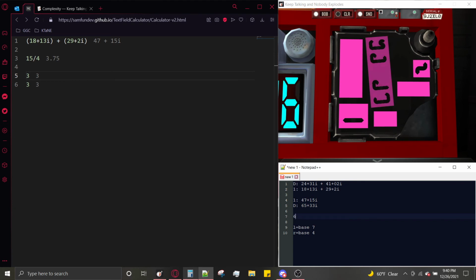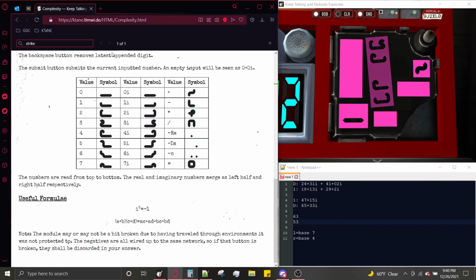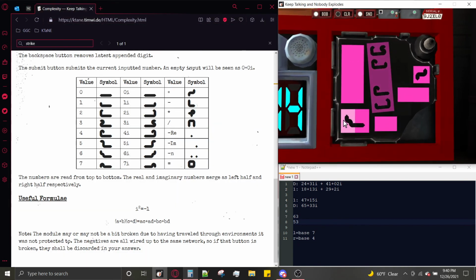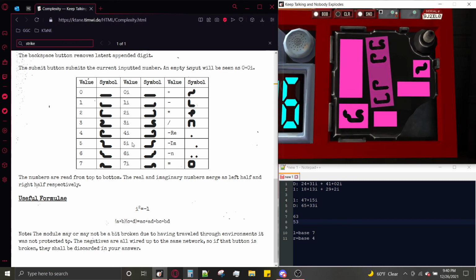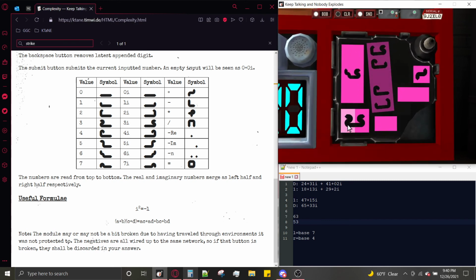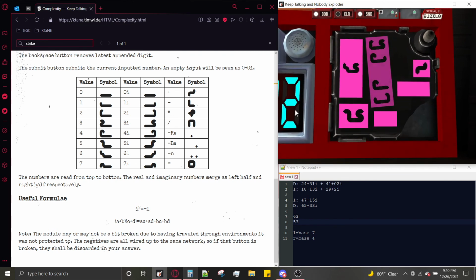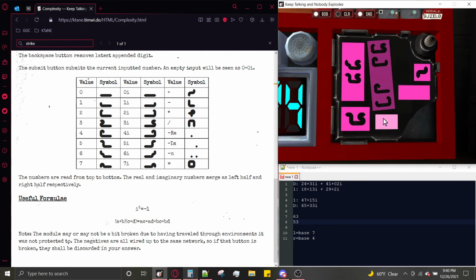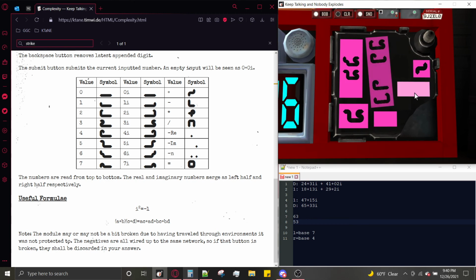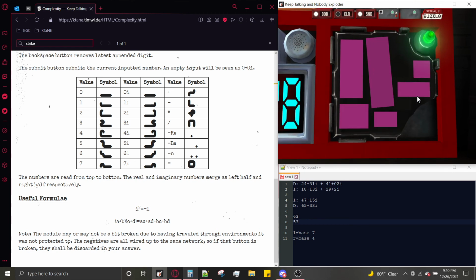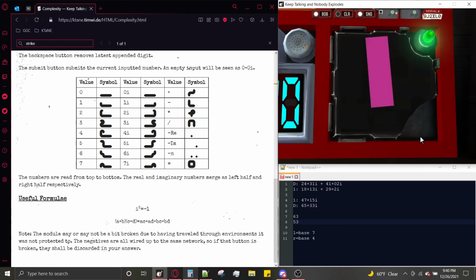Input the leftmost digit, then go right. So we're inputting 6, 3, and then 5, 3. This is 6. This is 3. This is 5. This is 3. This is what I desire to input, so we press this, and the module is solved.